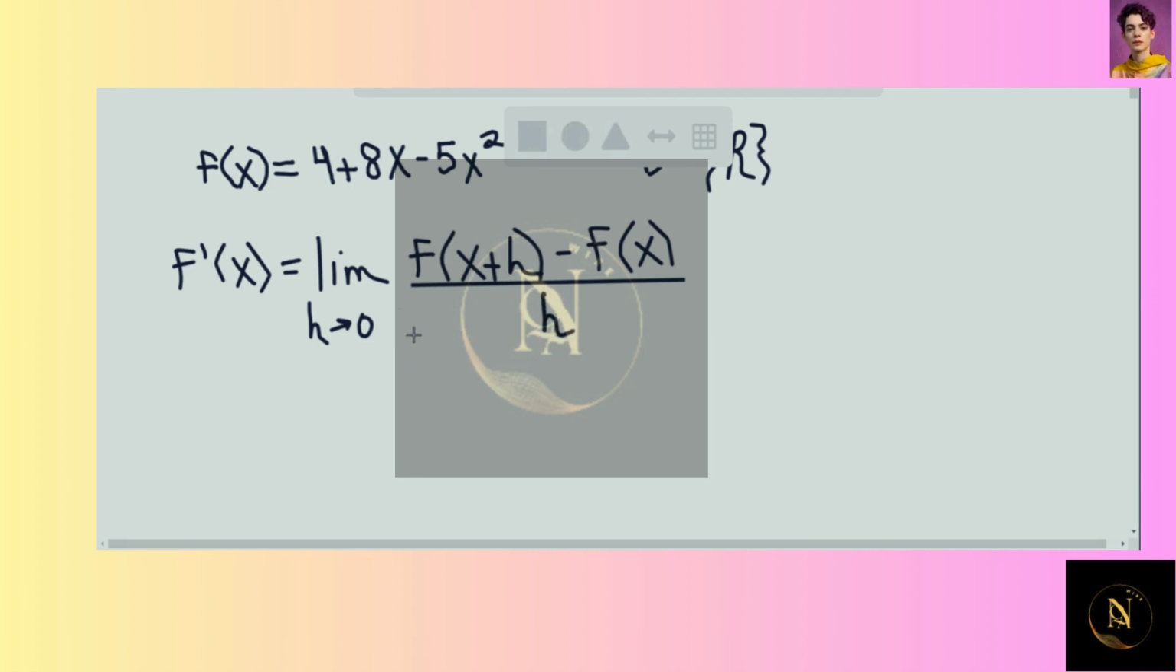So to find f prime of x, we have to take the limit as h approaches 0 of this function evaluated at x plus h minus the value of the function at x given right here, all divided by h. What we're going to do first is substitute x plus h everywhere you see x. Then we're going to subtract the function f of x written here, divide it all by h, do a little bit of algebra, and take the limit as h approaches 0.